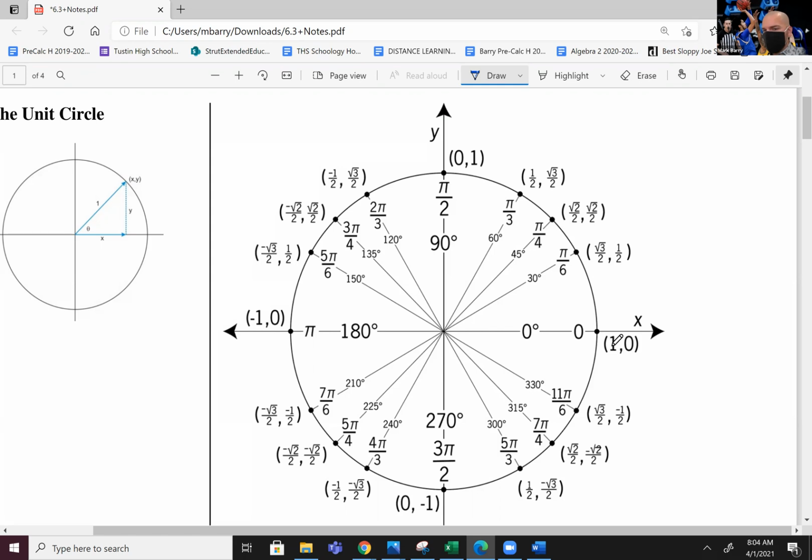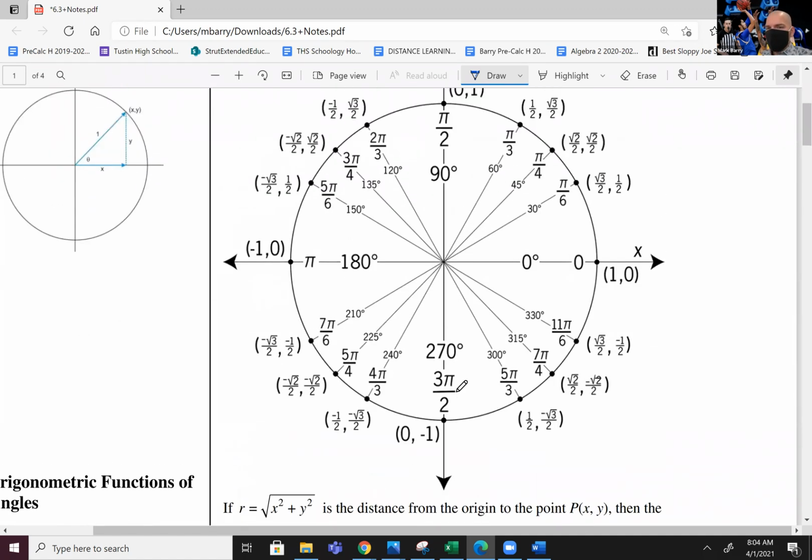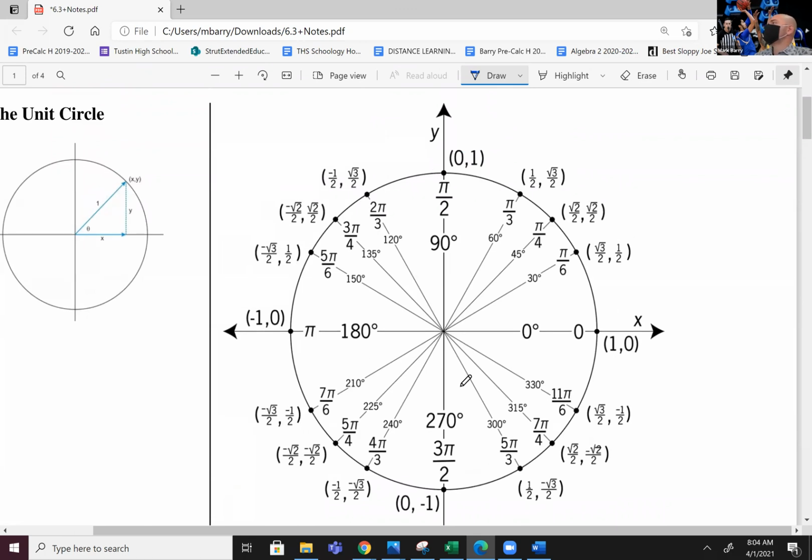So here, this point is (1, 0). The radius of this circle is 1, so that makes sense that that's (1, 0). Up here is (0, 1). Over here is (-1, 0). And then down on the bottom is (0, -1). Those points are all kind of easy, I would say, to remember. People do get tripped up between the x and the y. So remember, the x is first, so this would be (1, 0). And then the y is second, so this one's (0, 1).